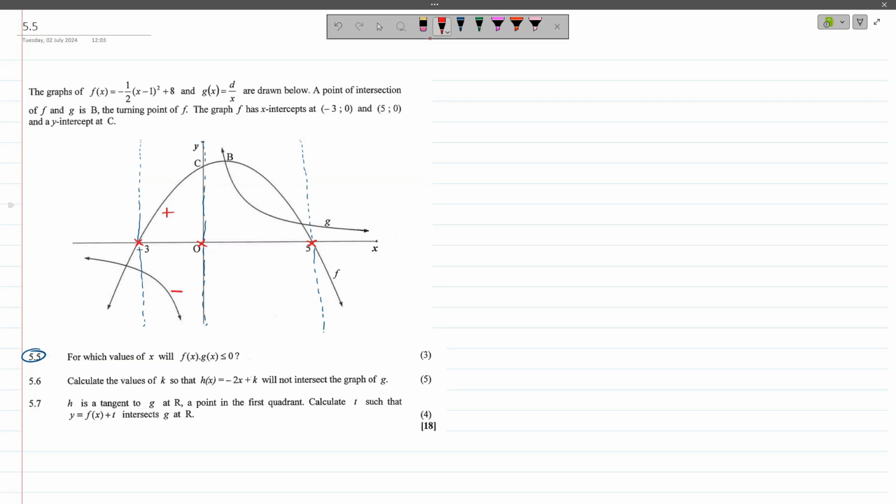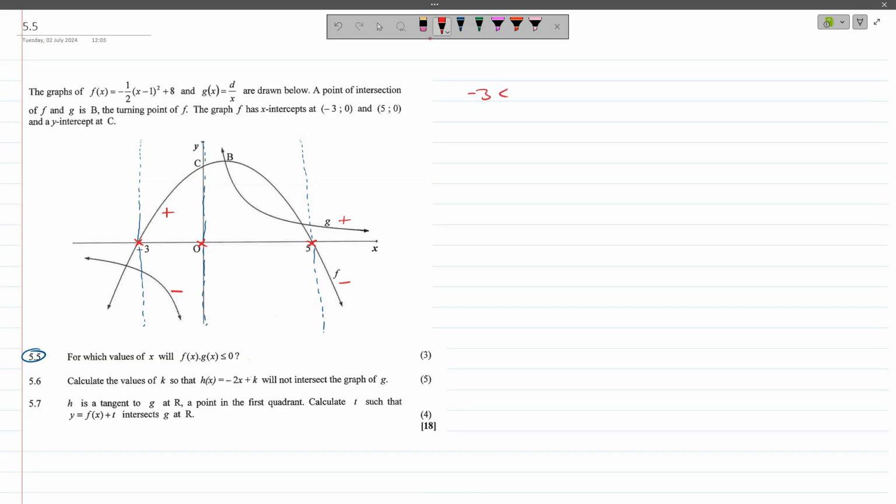Then let's look at this part between 0 and 5. We see that both of them are positive. Therefore, this will do us no good. Then let's look at the last region, which is greater than 5, where the parabolic function makes it through to the negative side, but we know that the hyperbolic will not be able to cross that line, so it will remain positive. Therefore, our answers are only viable between minus 3 and 0.